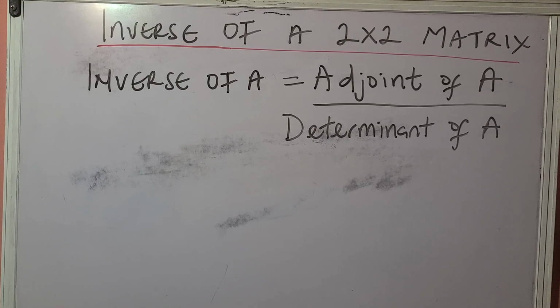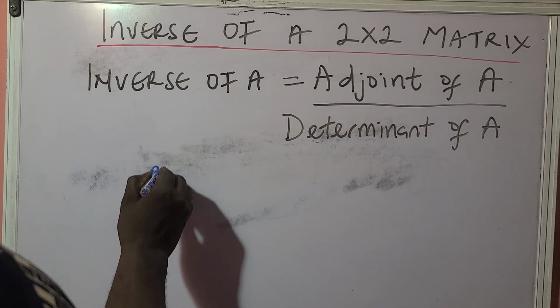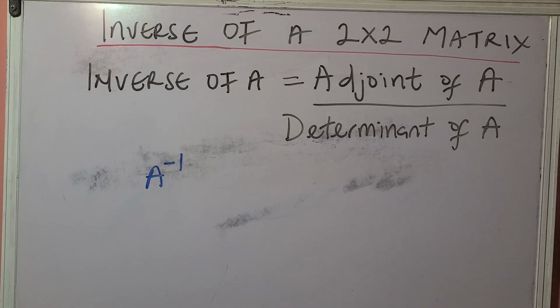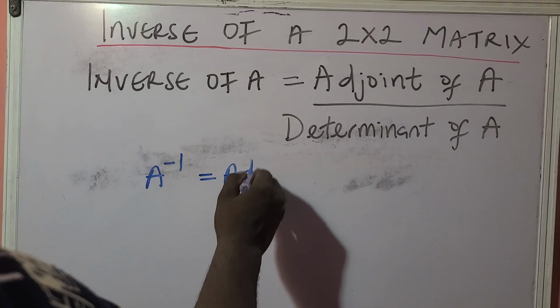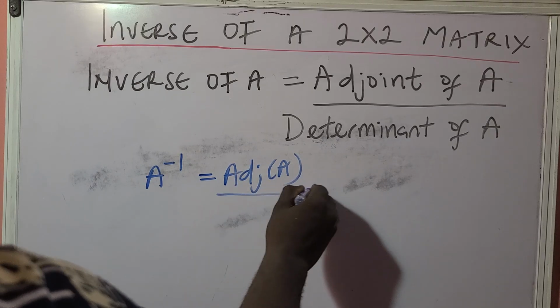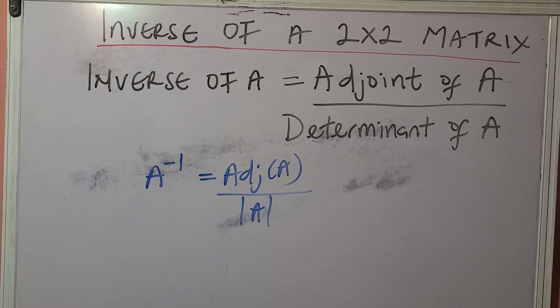Looking at what we have right here, we can shorten many of these things using their symbols. The symbol for inverse is often written as A raised to the power minus 1. And we can write adjoint in short for this. Then we can write our determinant this way. So this is another way we could have written the formula: the inverse of A is always going to be the adjoint of A over the determinant. Let's try and solve a few questions.